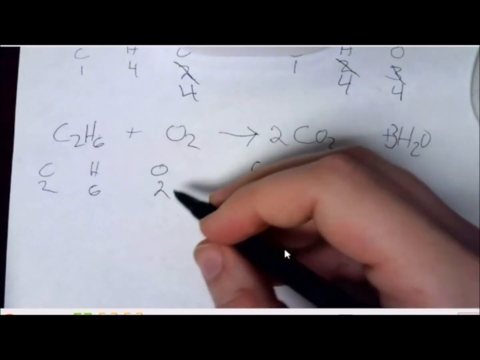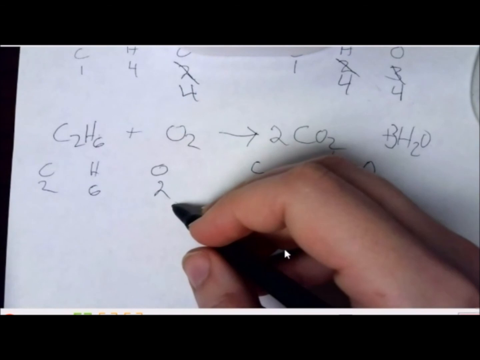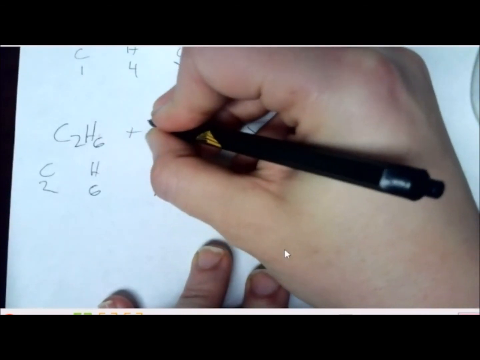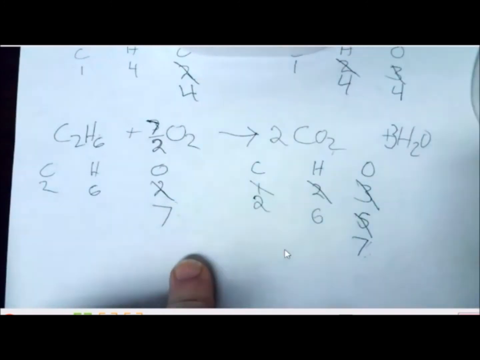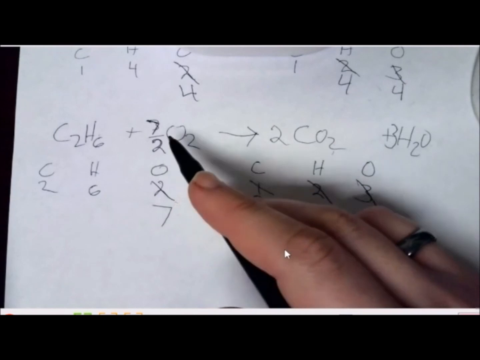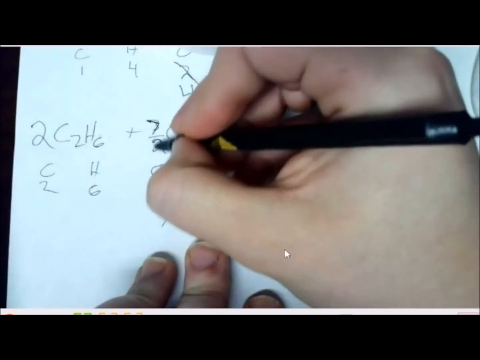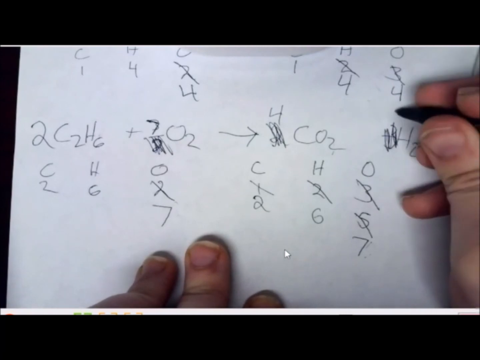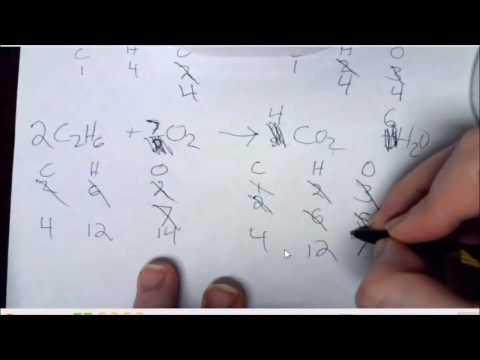I can start with a fractional number and try to balance it from there. But no matter what, I'm going to have to change everything. In order to change everything, I'll go ahead and start with 7 over 2. 7 over 2 times 2 is 7. Then it would be balanced. However, we're not allowed to have a fractional number here. So in order to take care of this fractional number, we are going to multiply everything by 2. So this becomes 2, this becomes 7, this becomes 4, and this becomes 6. So our numbers become 4, 12, 14.